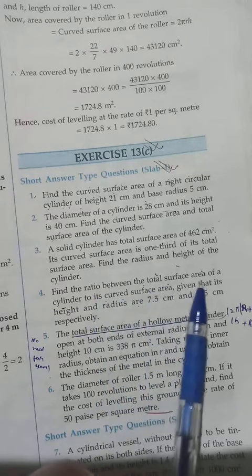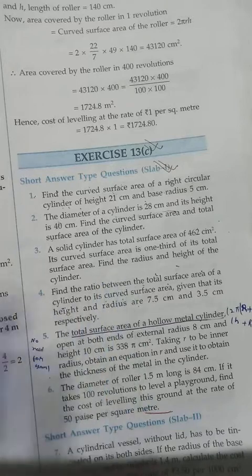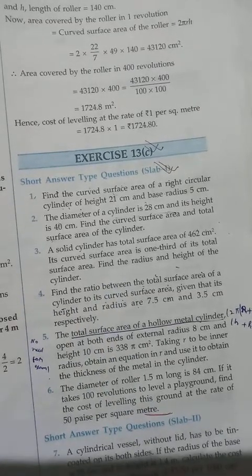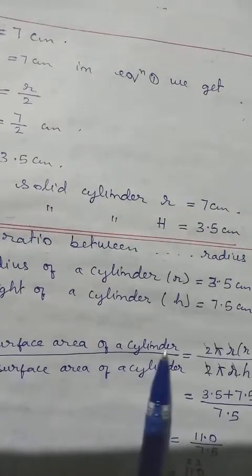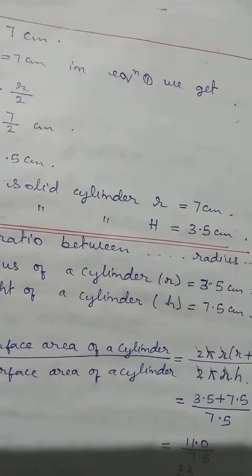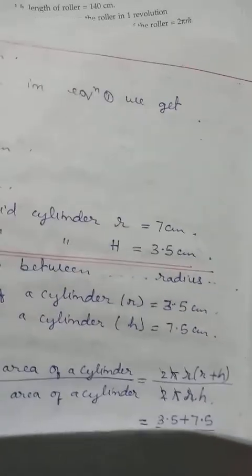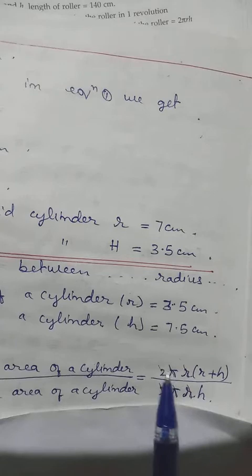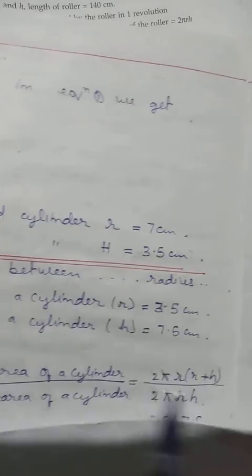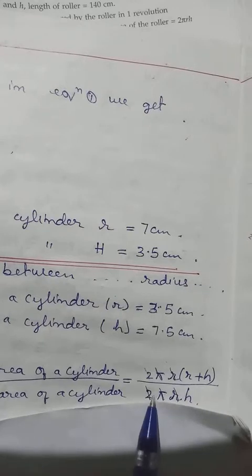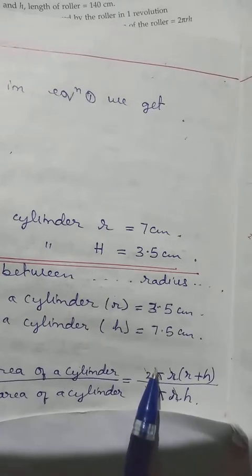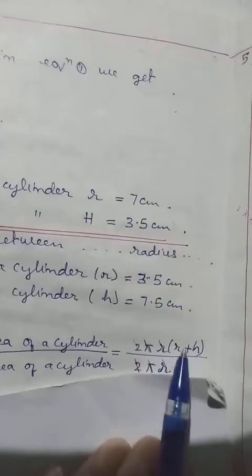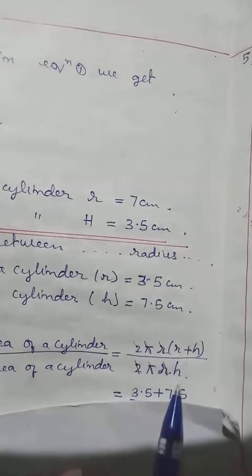So that means the total surface area of cylinder divided by curved surface area. We have formulas for both, so we will start from there only. Okay, so we can write it this way. Total surface area of cylinder divided by curved surface area of cylinder. We know the formula for total surface area. It is 2 pi r (r plus h), and then the curved surface area is simply 2 pi r h. So if you see from here, 2 pi r is the same, we can cancel. Then we are left with (r plus h) by h.